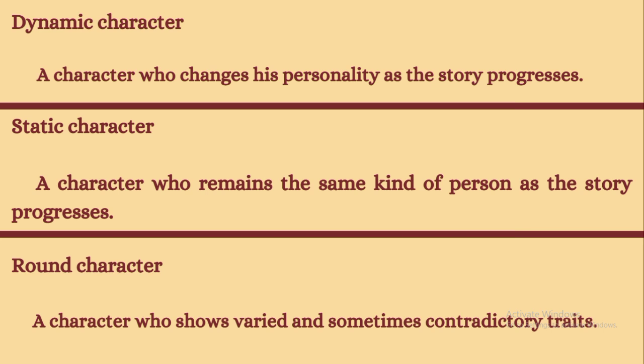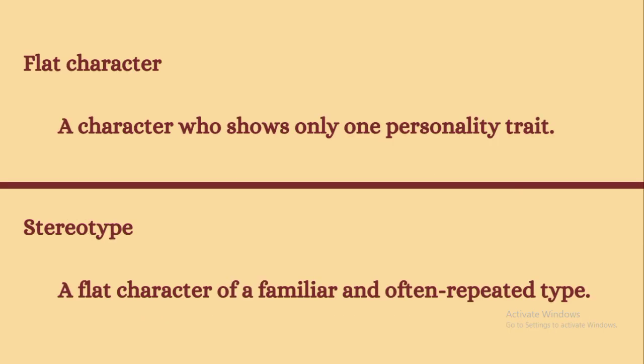So the second to the last type of character is the flat character. A character who shows only one personality trait. So, a flat character has only one personality trait throughout the story. So, for example, Dudley Dursley in the Harry Potter series, who is consistently portrayed as spoiled and selfish.